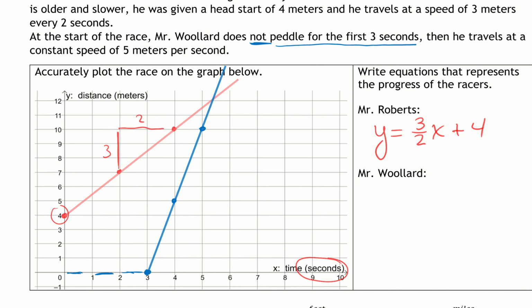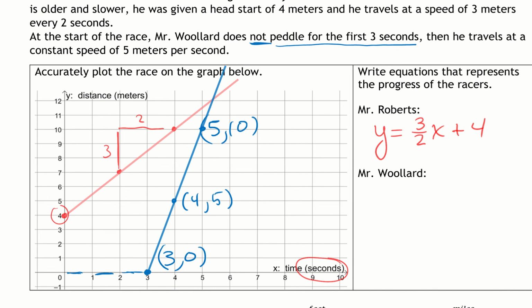Whoops, wrong tool, I need the line tool. I know that at 3 seconds, he's 0 meters from the starting line. And I know at 4 seconds, he's now 5 meters from the starting line. And way down here at 5 seconds, he's now 10 meters from the starting line. So I have a bunch of points that lie on Mr. Woolard's line. So if you think about it, I know two things.